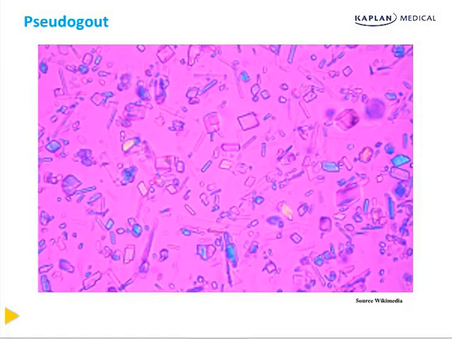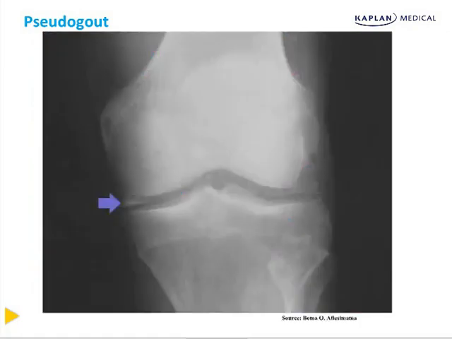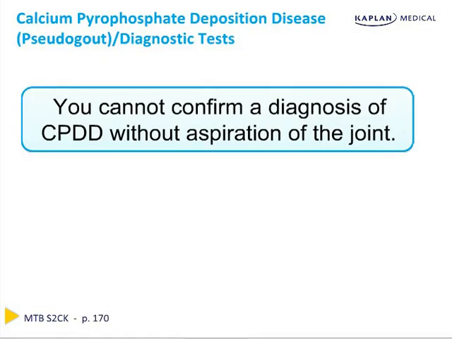Here's an image of positively birefringent rhomboid-shaped crystals. Here's an image of the calcification of cartilaginous structures in the knee joint. That's classic for pseudogout. What you must always keep in mind is you cannot confirm a diagnosis of calcium pyrophosphate deposition disease without aspiration of the joint first.